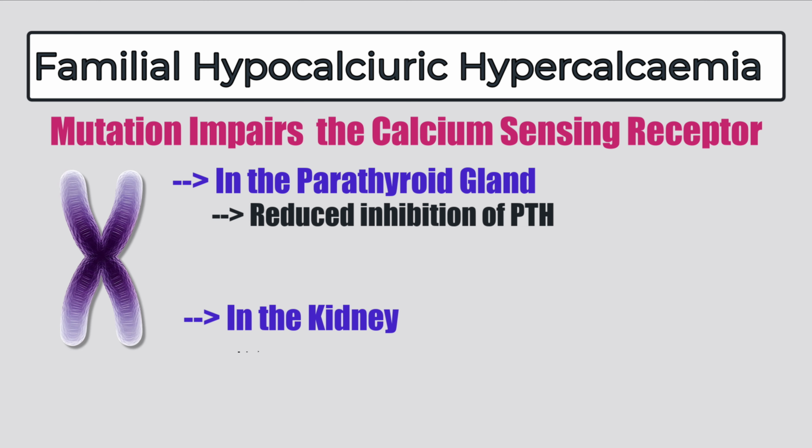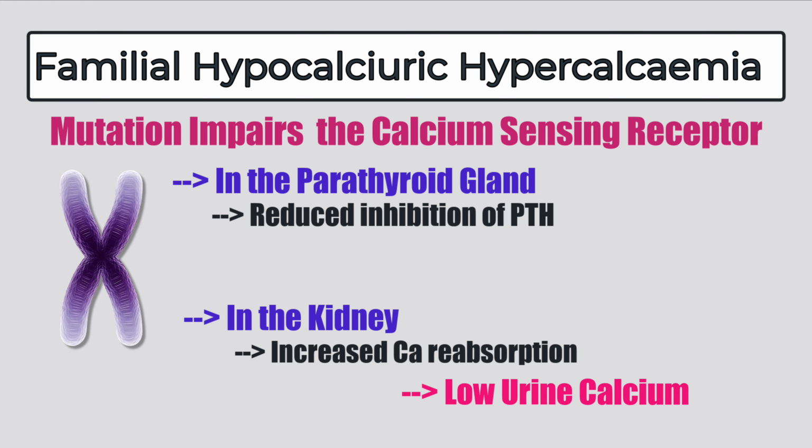In the parathyroid gland, the altered receptor sets a higher calcium threshold, so PTH isn't suppressed as it should be at the regular levels of calcium. In the kidney, the altered receptor causes increased calcium reabsorption, meaning more calcium coming back into the blood and less calcium getting into the urine. So in FHH, you see mildly elevated or normal PTH that isn't suppressed because the calcium sensing receptor is a bit wonky and it's letting that PTH roam free, right? It's not able to inhibit it properly.